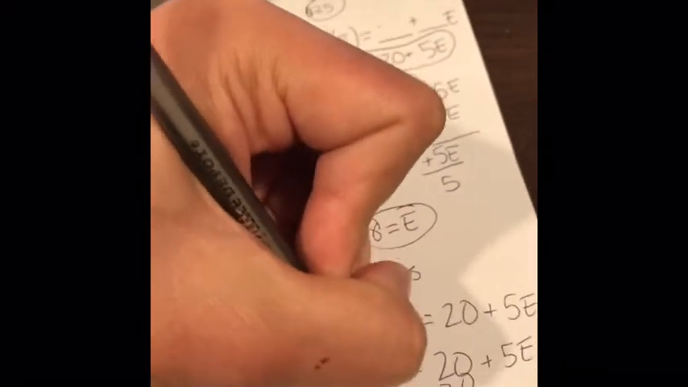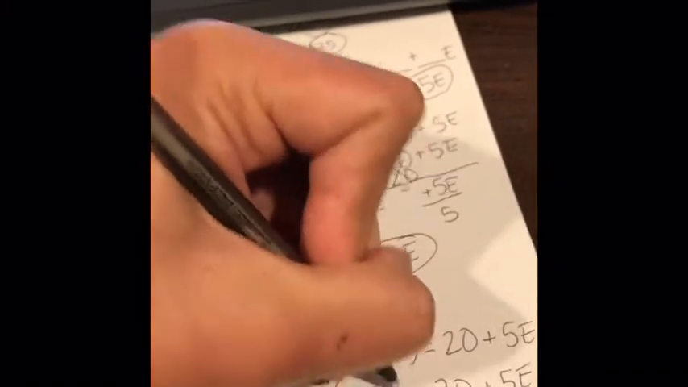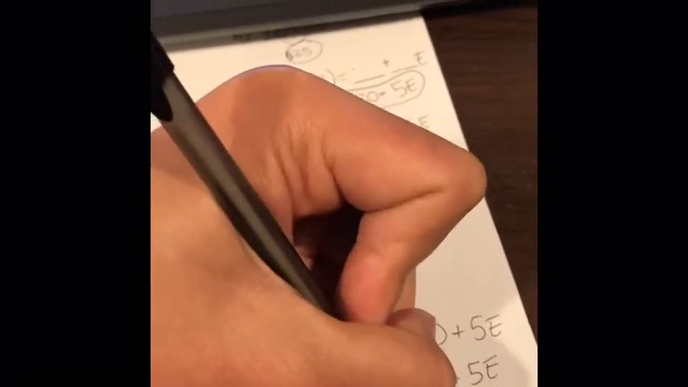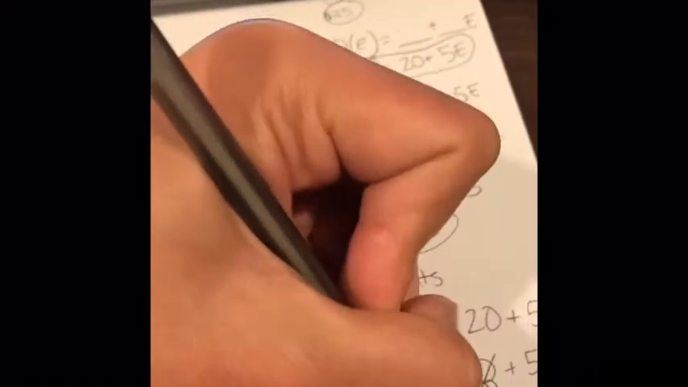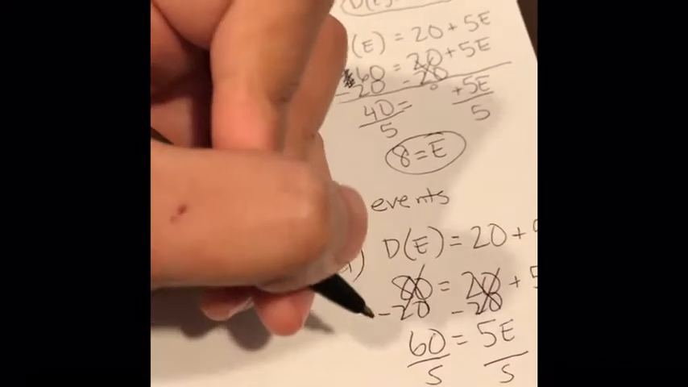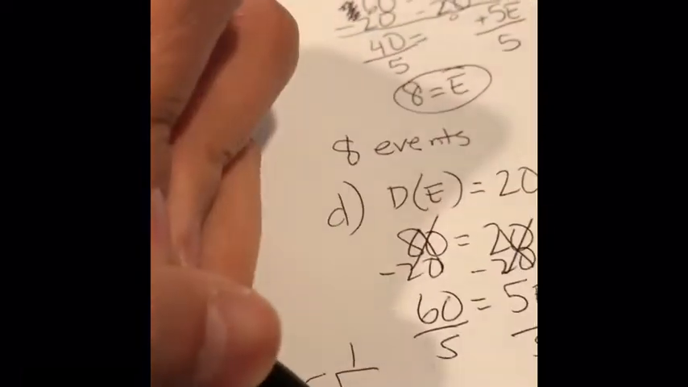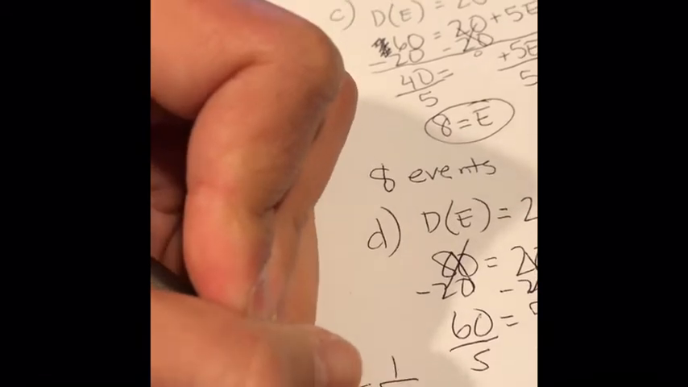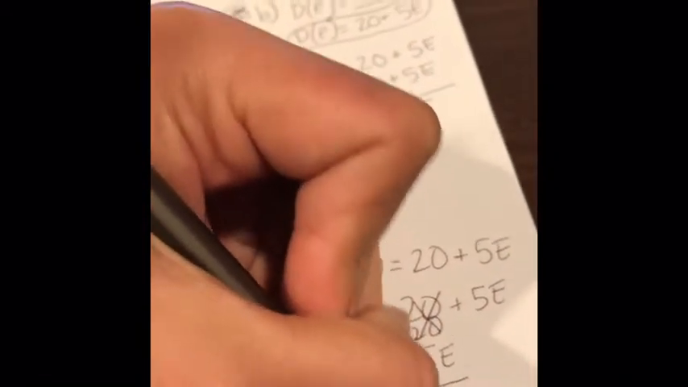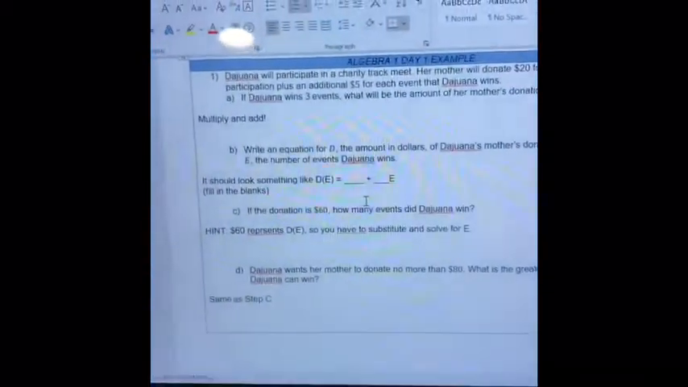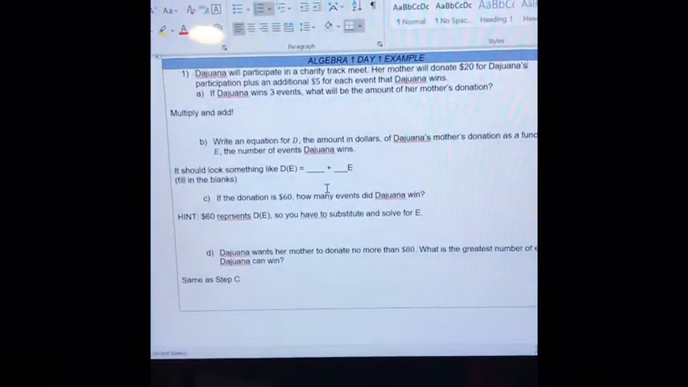80 equals 20 plus 5E. Minus 20 on both sides. That's going to give me 60. 20 cancels out. Equals 5E. Divide by 5. Divide by 5. I got to do some long division. 5 goes into 6 one time. 10, 12. So 12 events. So Dayana can only win 12 events. Otherwise, her mom's going to go broke. All right. So that's how much she can win.